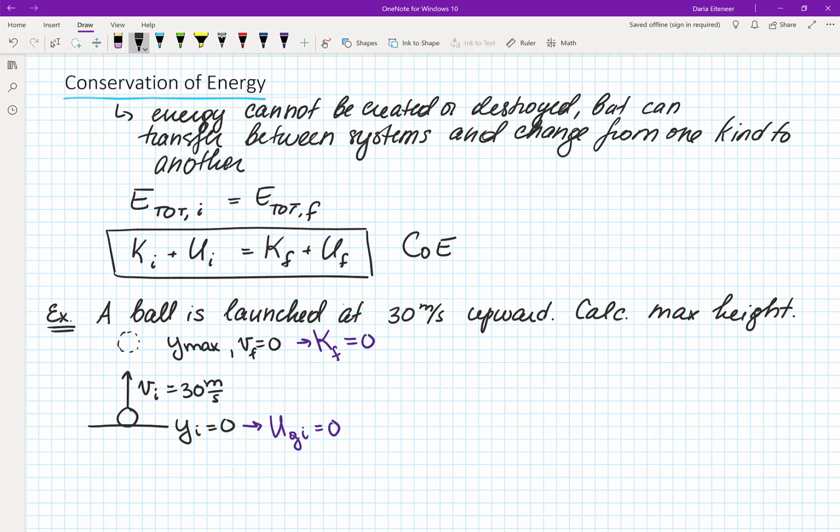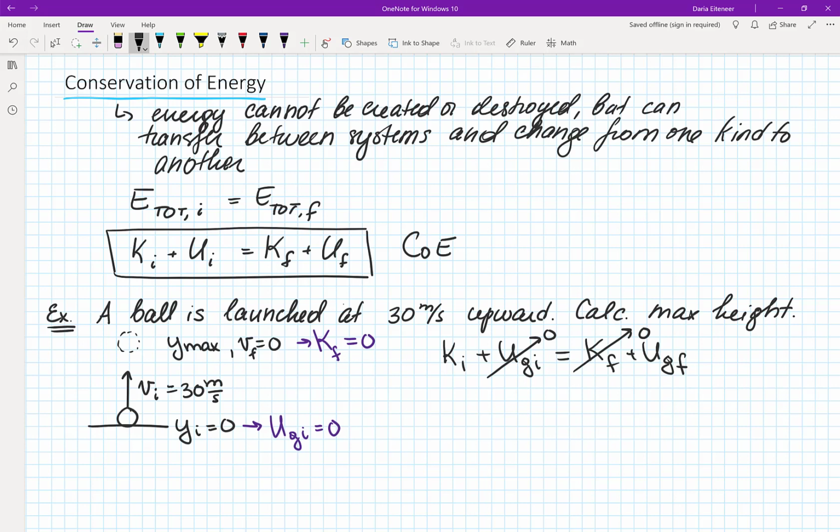So no rotation. I'm literally just going to start saying K initial plus U g initial is equal to K final plus U g final. So now I'm being a little bit more careful about what kinds of energy I'm considering. I can simplify this equation.